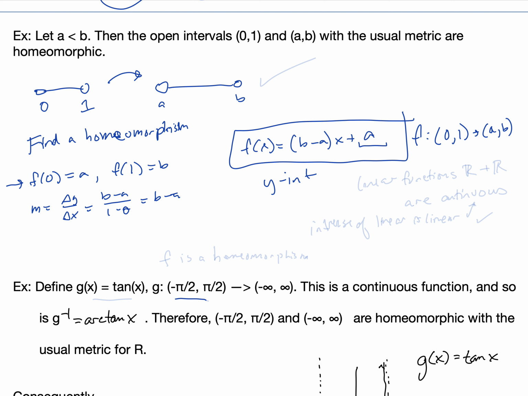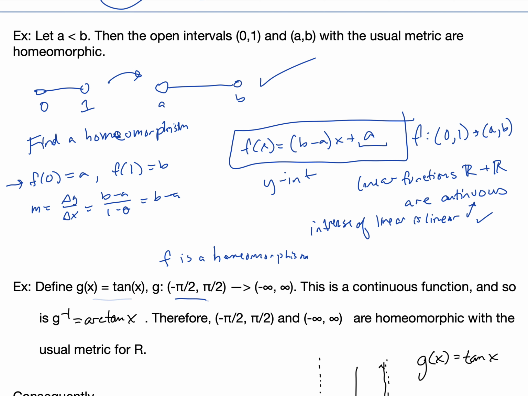And as you will show in the homework, linear functions mapping R to R with the usual metric are continuous. So that function is continuous, and the inverse of a linear function is linear as well. So that means that that is continuous also. And therefore, this is a homeomorphism. So f is a homeomorphism mapping the open interval (0, 1) to the open interval (a, b), and therefore these two sets are homeomorphic.